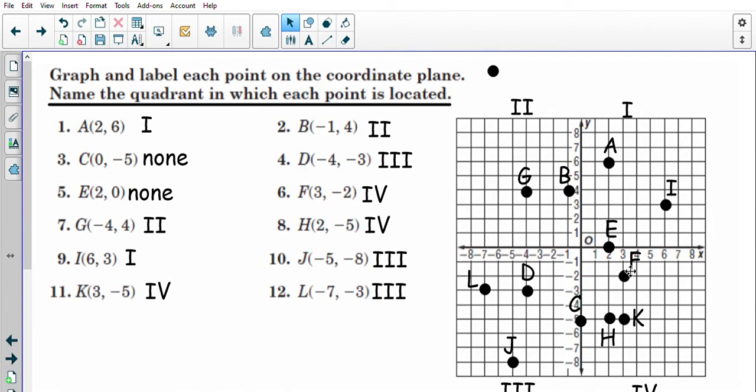Number 7, G is at -4, 4. Start at 0, 0, left 4, up 4, put a point and label it. It's in quadrant 2. Point H, 2, -5. Right 2, down 5, label it with an H. That's in quadrant 4. Point I, 6, 3. Go to the right 6, up 3, put a point, label it I, and it's in quadrant 1.